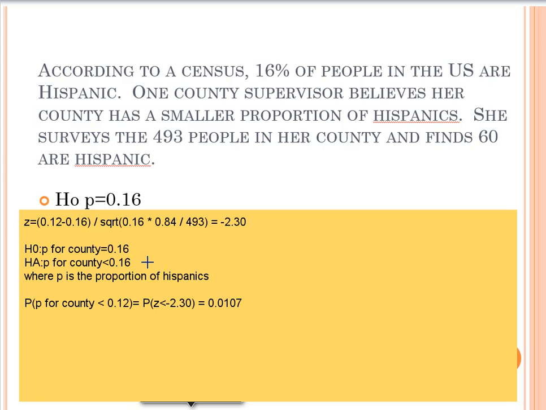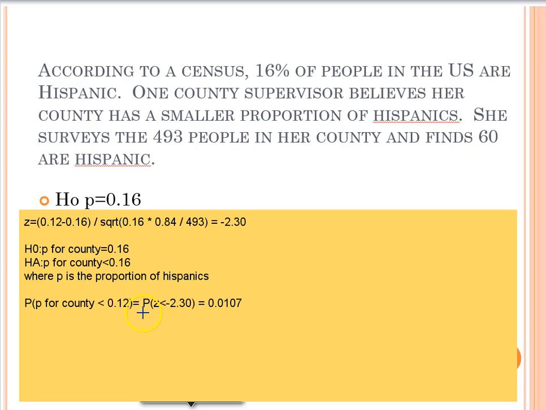So we're going to look at how unusual our sample is if the true proportion is 0.16. So we're assuming the true proportion is 16%. And then we're going to try to find evidence against that in favor of the alternative that it's less than 16%. So our sample is our evidence, and we want to see how unusual it would be under a 16% population parameter.